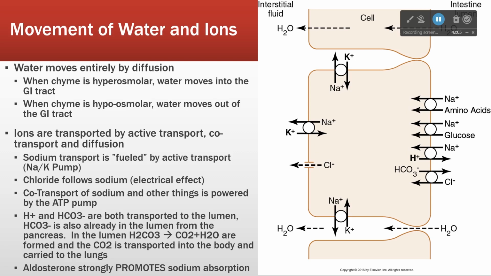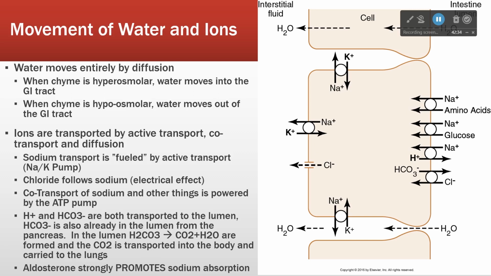Now, what would happen when those two things mix? Well, they're going to neutralize each other, right? We're going to get water and CO2 out of that. And then the CO2 oftentimes is scooped back up by absorption, taken to the lungs and exhaled, right? Because remember, the GI tract has a very big surface area and plenty of blood flow, so any CO2 in there is going to get whisked to the lungs pretty rapidly.